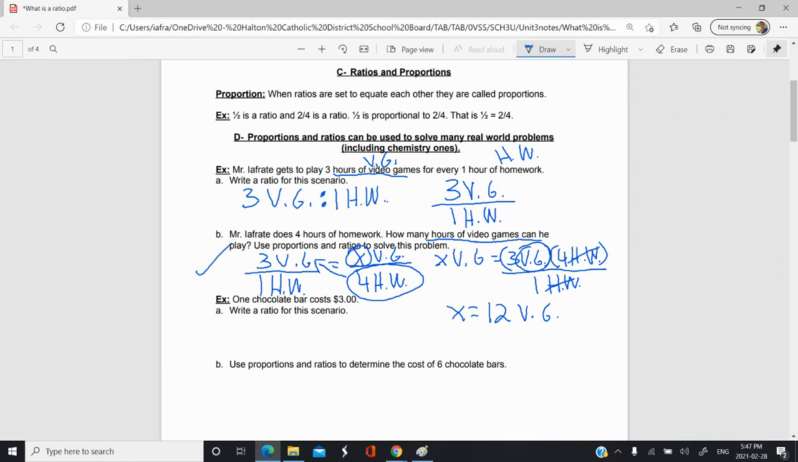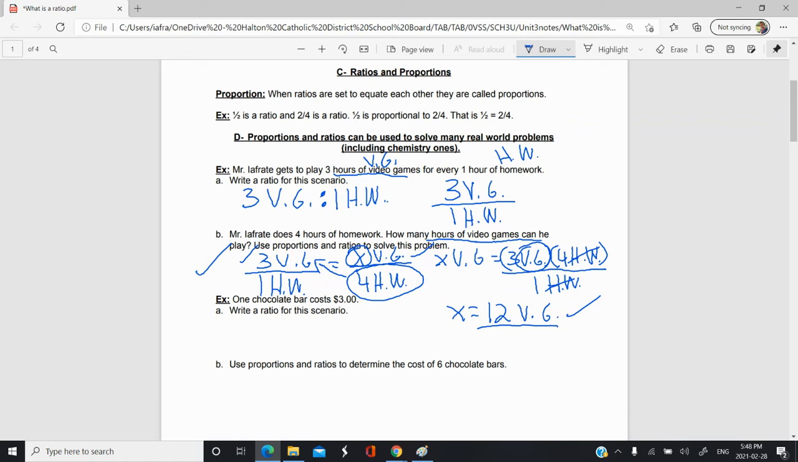Proportions, essentially, you're equating two ratios to each other. So this original ratio and then the actual scenario. And then you're able to find what the X value is just by cross multiplying and solving for that X. So I get to play 12 hours of video games for the 4 hours of homework that I did. I don't actually play that many video games. I don't have the time, but if only, if only I could.